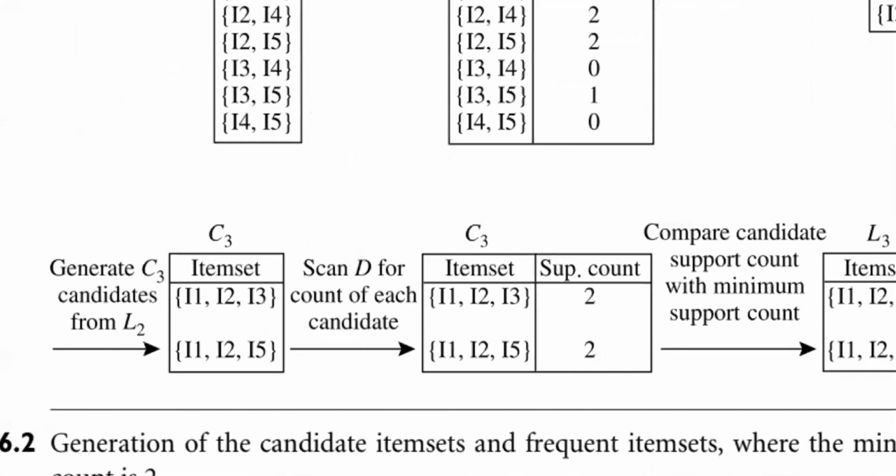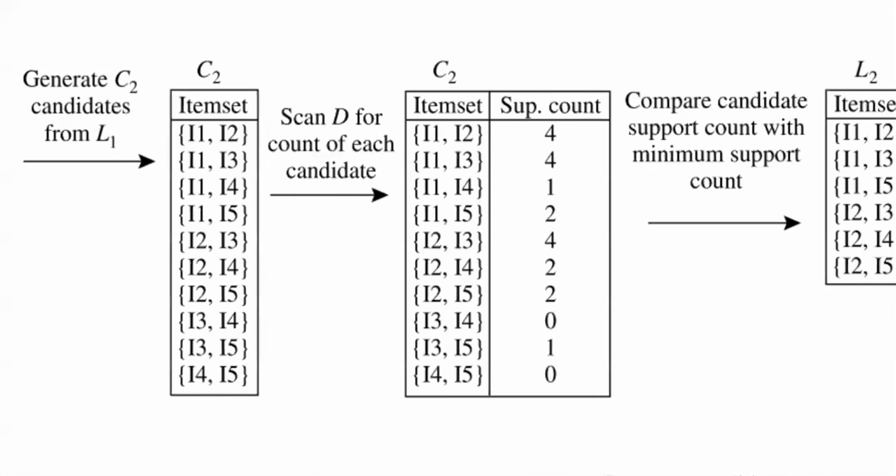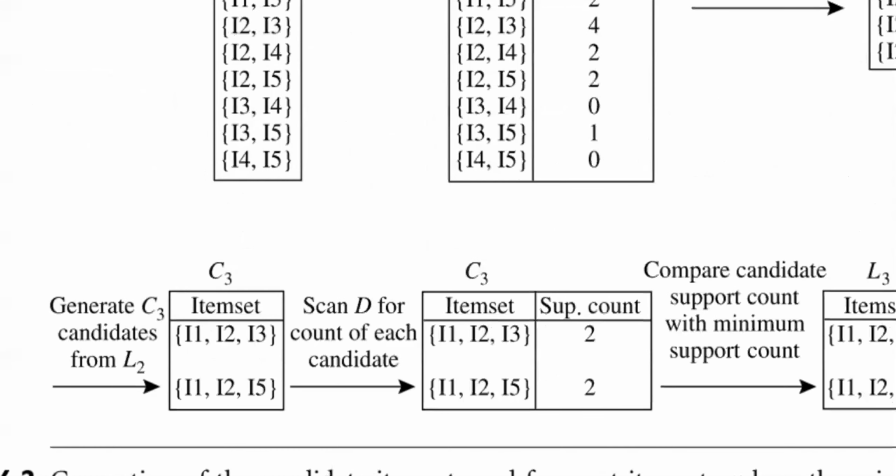Then after this, the second item sets we have to complete. Now we have to consider the three items, I1, I2 and I3. So how many people purchased these items?